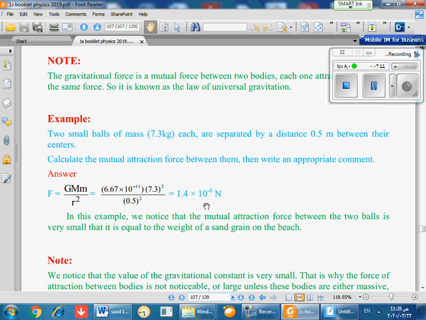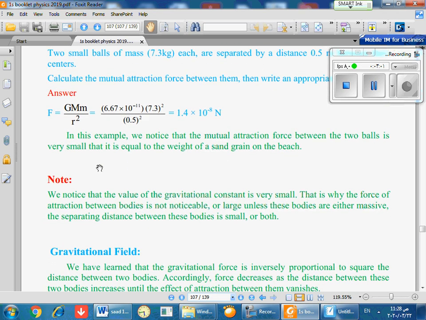As we know, this value of force is very small. So the attraction force between small masses of 7.3 kilograms is a very small force, 1.4 times 10 to the power negative 8, a very small value.